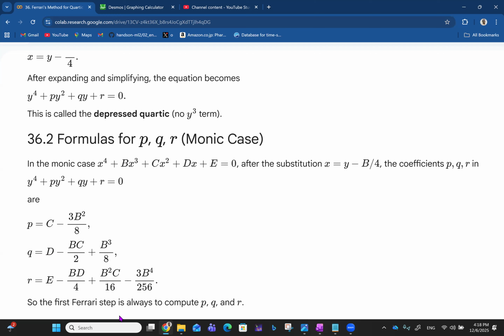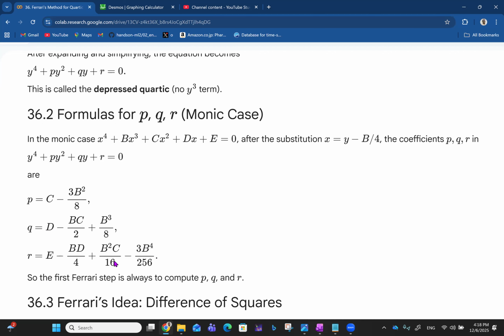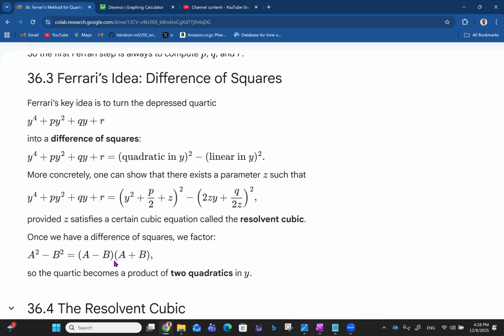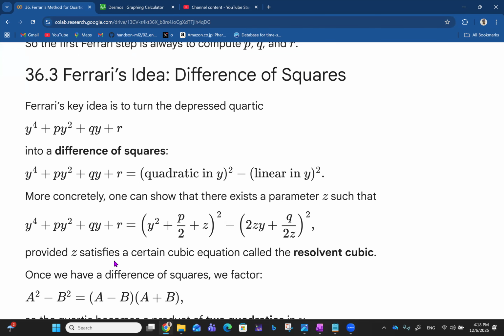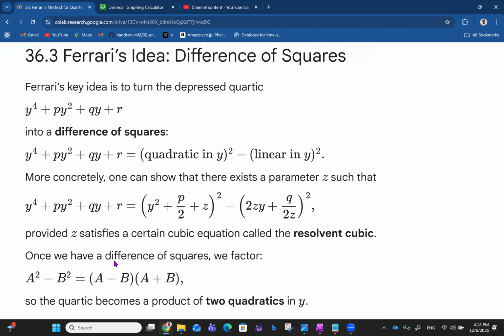So the Ferrari first step is always to compute P, Q, and R, using these expressions right here. So talking about Ferrari's idea, we can think of difference of two squares, right? So Ferrari's key idea is to turn the depressed quartic y raised to power 4 plus py squared plus qy plus r into a difference of squares. So you have y raised to power 4 plus py squared minus qy plus r, and you now turn it into quadratic in y squared minus linear in y squared. So with this one now, you can do it as difference of two squares.